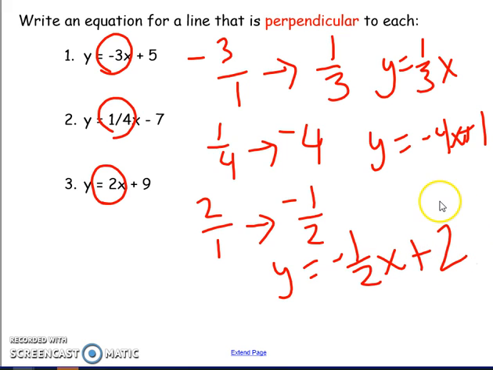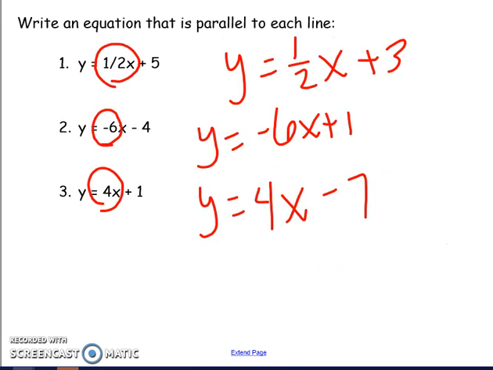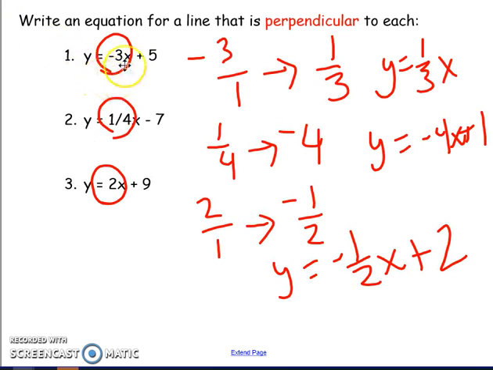All right, so parallel lines, we keep our slope the same. If we have to find one that is parallel, we're going to be looking for a line that has the same slope, which is the number in front of x, and a different intercept. Perpendiculars, we're going to take the original slope, turn it upside down and change its sign. So we're going to flip and switch our slope.